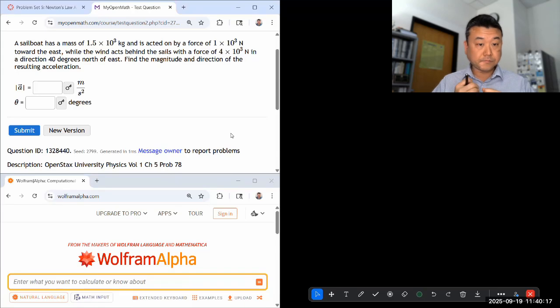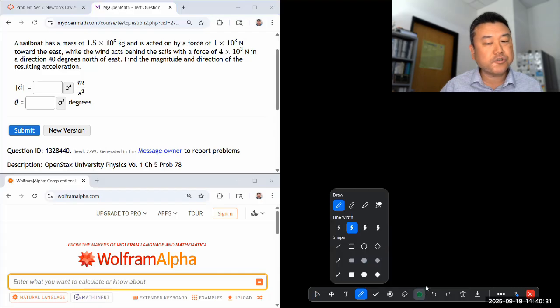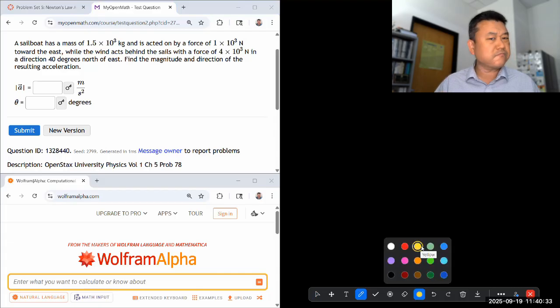So this question says a sailboat has some mass and is acted on by a force towards the east. I feel like this is just a two-dimensional force vector addition question. So let me just do it that way rather than using the standard strategy. Let me just add the vectors and go that way.